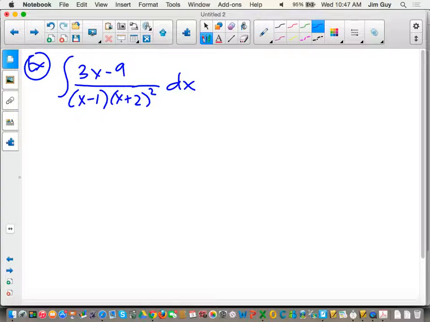So, we already have factored out. We could still look and think about u-substitution. Don't forget about that. That's not going to really help us at all. So we're going to try partial fractions here.